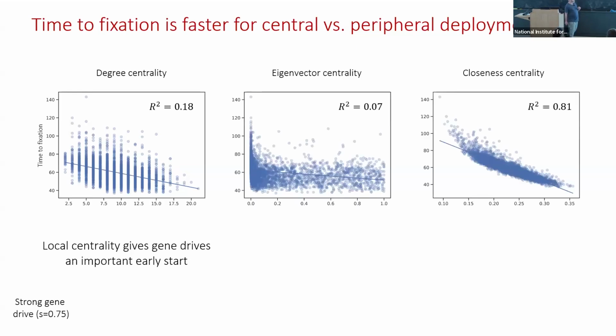But here, when we look at the global measures for closeness, for example, we get a much better correlation between the global centrality of the node and the time to fixation. So if we really want a fast gene drive, we need to pick one with a high global closeness centrality metric rather than this local one. So we need to think both about the closeness centrality and the degree centrality of the node and find a sweet spot there.